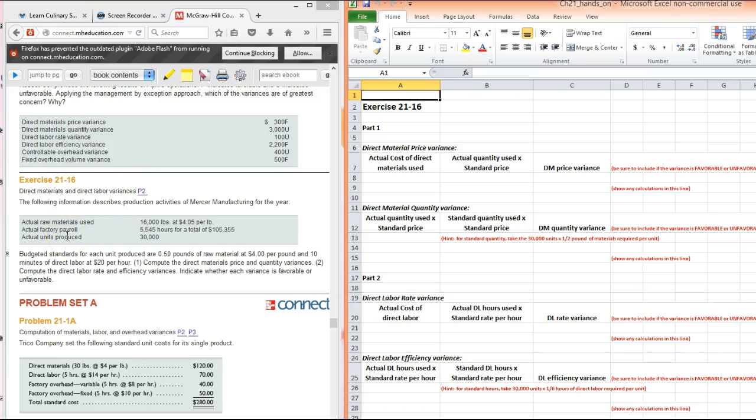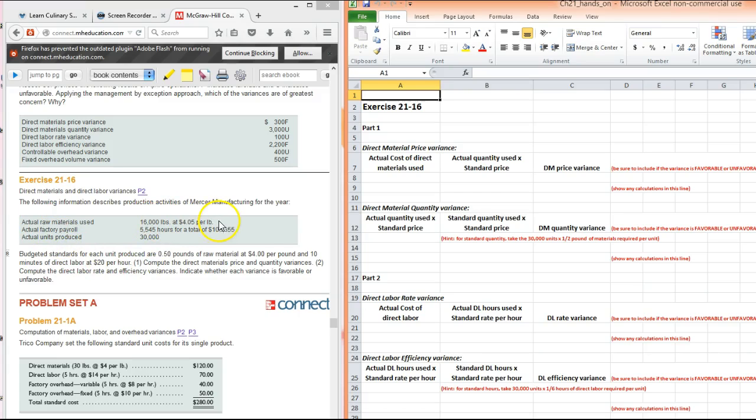The information they've given us is the actual raw materials used, 16,000 pounds at $4.05. Actual payroll, they've given us the number of hours and the total, and they've given us actual units produced. It says budgeted standards include 0.5 pounds of raw materials at $4 per pound and 10 minutes of direct labor at $20 per hour. These below here are the standards.